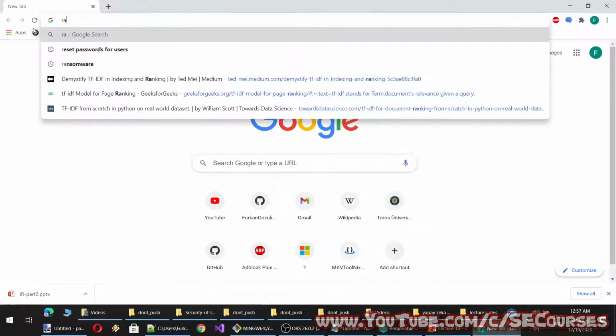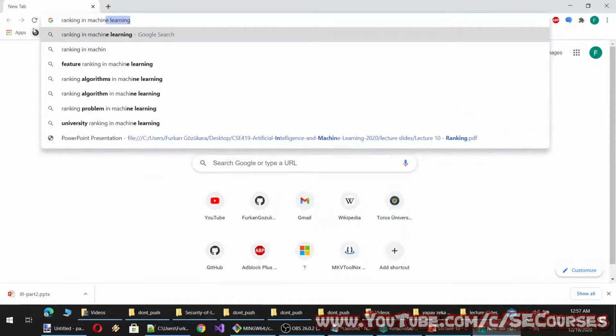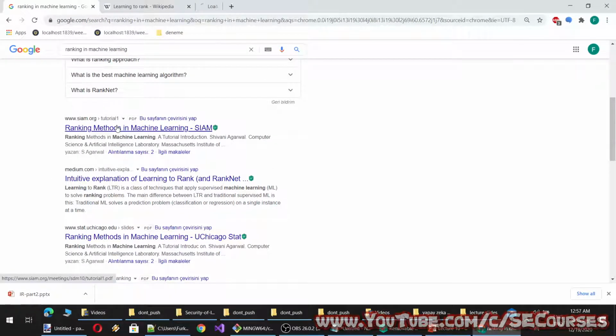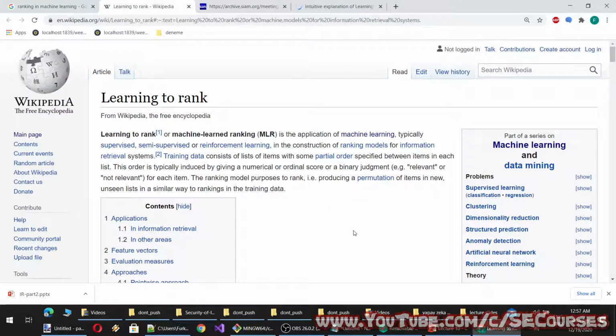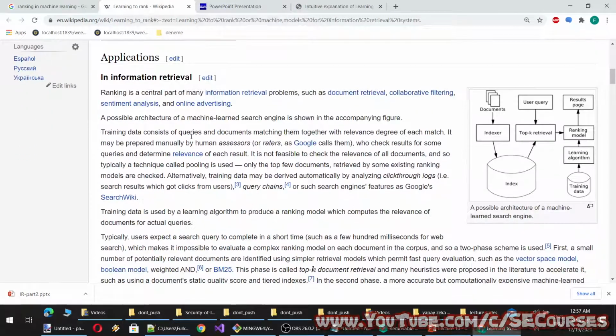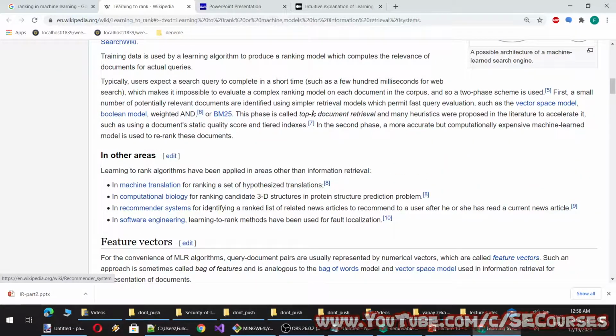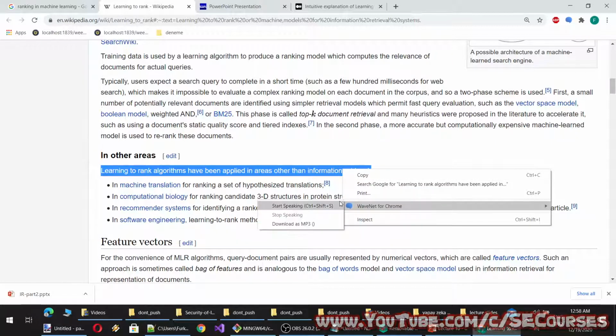Let's find if there is another useful article. Okay, information retrieval, we have already seen that. You see documents, indexer, index, user query, top K retrieval, ranking model, learning model, training data, page results. In other areas, in machine translation, for ranking a set of hypothesis translations. Okay, let's see the other areas.